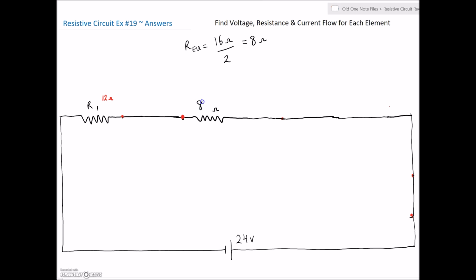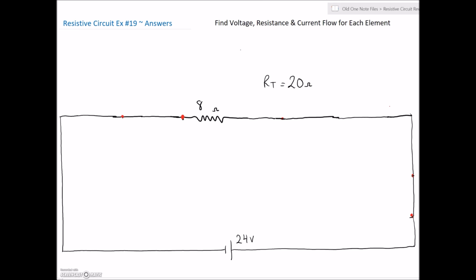Okay, so we got 8 ohms for equivalent resistance for all the noise that we just eliminated. And the last thing we do is we just combine R1 with our 8 ohms of equivalent resistance, and it looks like our total resistance is going to be 20 ohms. Very nice. Now we've got our total resistance.